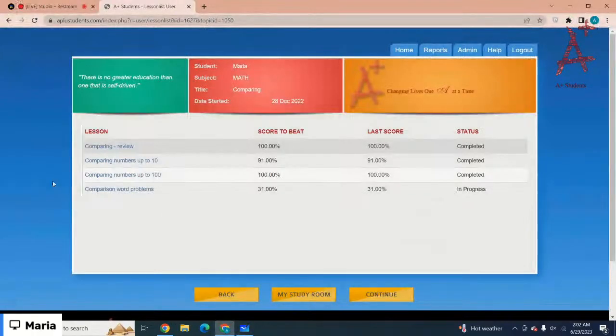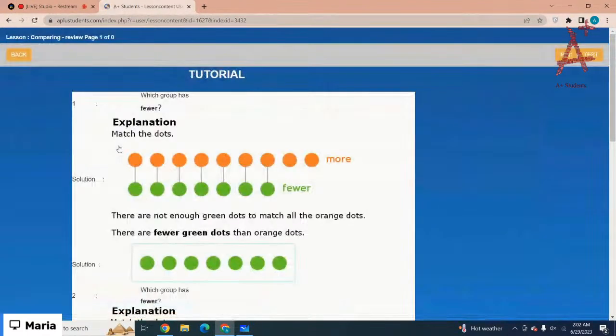Okay, here I'm on grade 1 maths. The chapter we're working on is comparing. Let's start with the first lesson, comparing review. Basically we are going to learn how we compare two things. Here you are given two groups. They have dots. One group has orange dots and the other one has green dots.